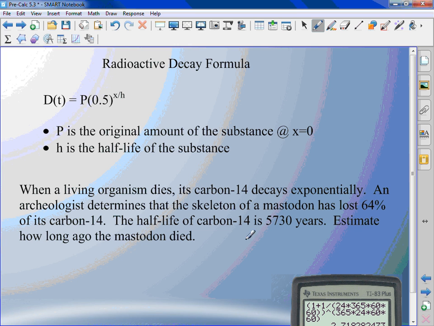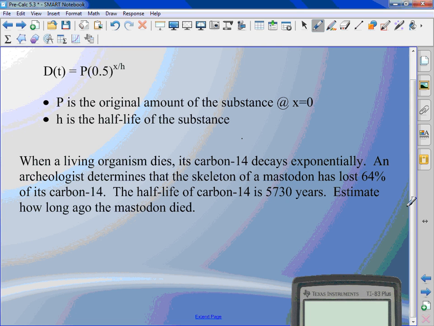This does not mean that all the carbon's gone after 5,000 years. This just means that there's half of it left. This is accurate. This is actually the way they figure out how old things are. All right. We know that there is how much of the mastodon left? The mastodon is 36% of whatever he started off with. It lost 64%. So there's 36% of it left.